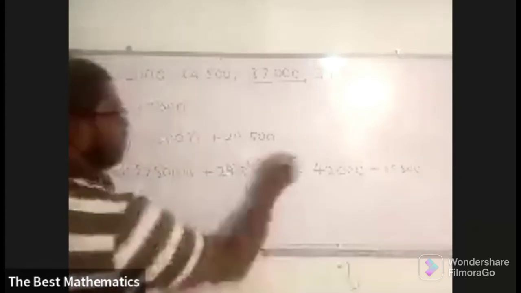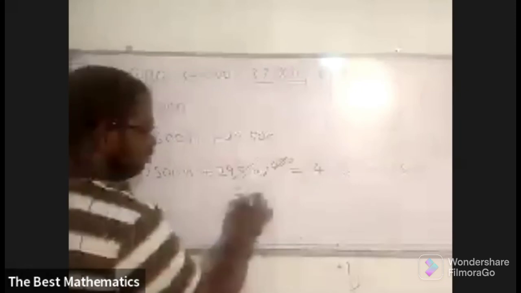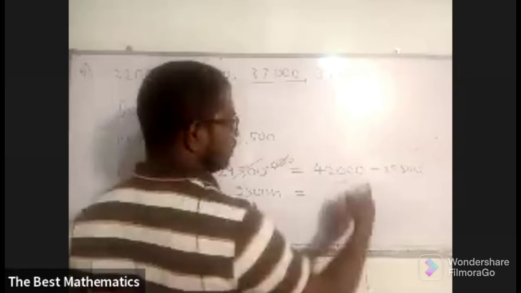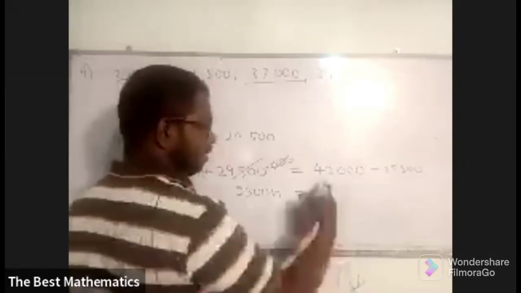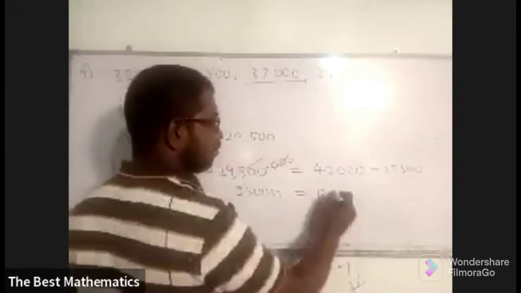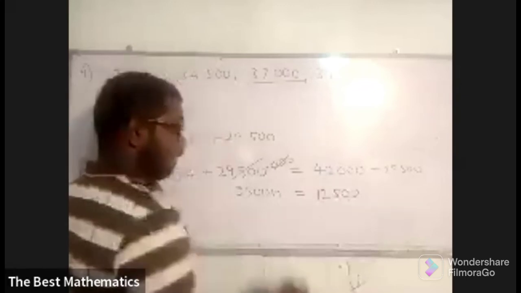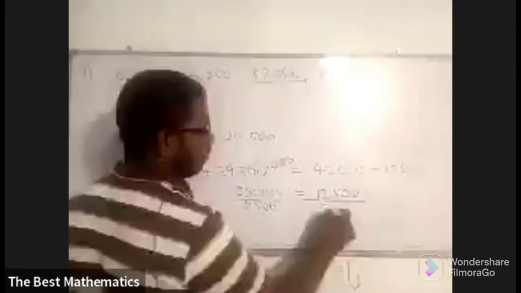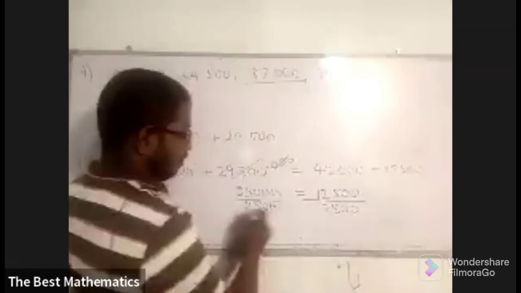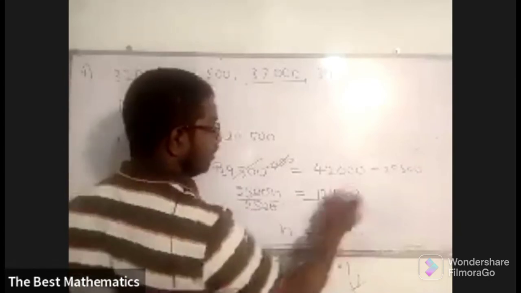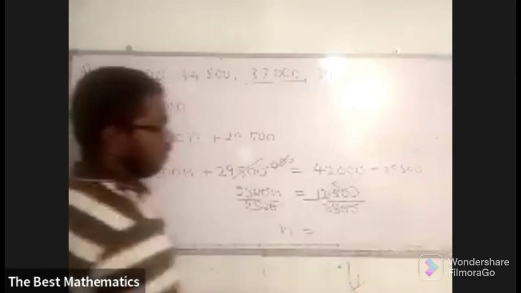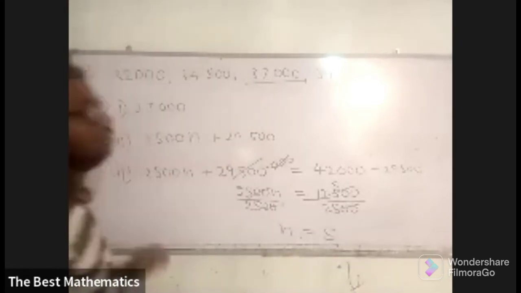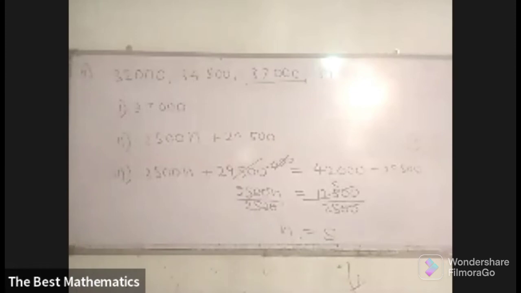This will be cancelled for this one. 2,500n equals 42,000 minus 29,500. That will be 12,500. Divide both sides by 2,500. It will be cancelled, n equals 5. Then in the fifth year, his salary will be 42,000.